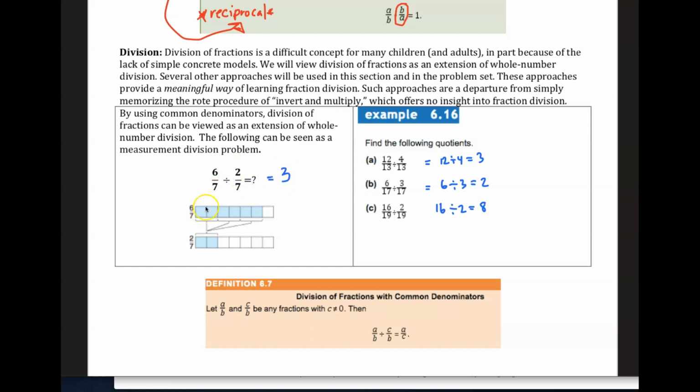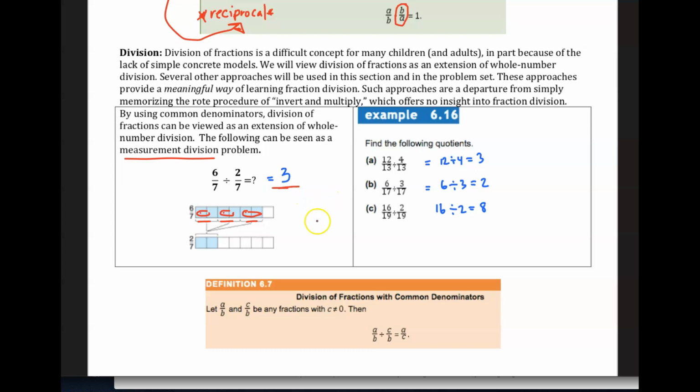The answer is just 3, because we can look at it in the picture here. Here's 6/7 and 2/7. If we think of this as what we call a measurement division, an extension of a measurement division problem, what we're asking is how many 2/7 fit inside of 6/7. If you look carefully, there is 1, 2, 3. There's a 2/7, a 2/7, a 2/7. And so I see 3 groups of 2/7, and there's my answer, 3.